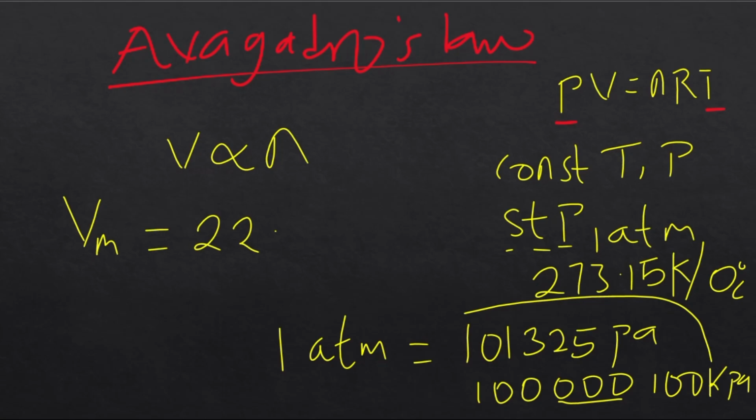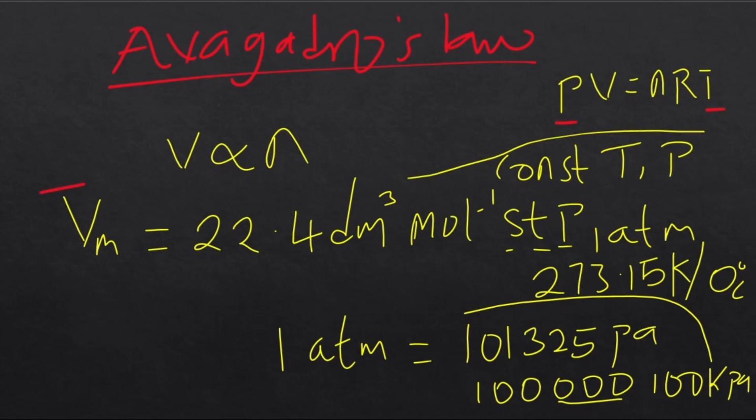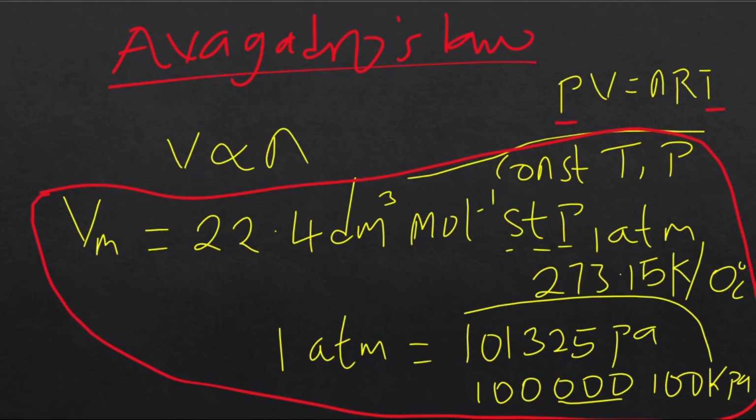Given that these values are now known, the only unknown is volume, because we can take 1 mole of a gas or any number of moles of a gas. Here, let's take 1 mole of a gas and solve for what volume corresponds to a given temperature and pressure. Using the value of the universal gas constant, we find that the volume of a gas at standard temperature and pressure is 22.4 decimeter cube. That is called the molar volume.